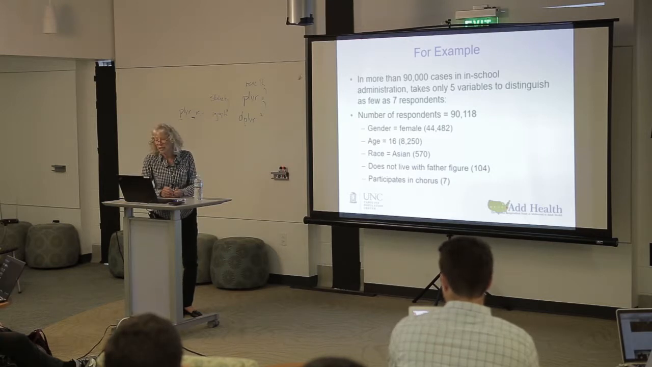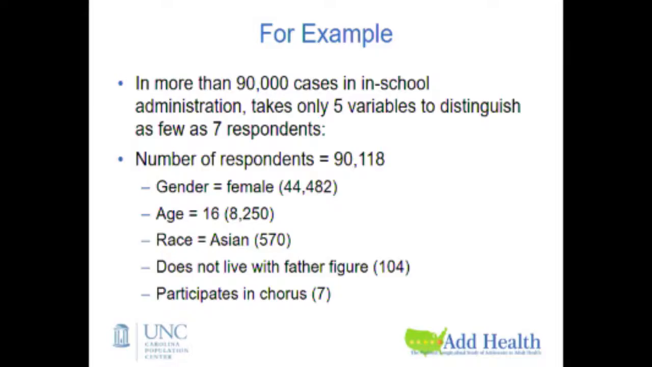Here's how you can easily identify somebody. This is just one example. We used to spin these out every day. We had 90,000 students who participated in the in-school questionnaire. And with just five variables, gender, age, race, you can get down to almost 600, does not live with a father figure, and then participates in chorus. And I'm sure you can all come up with another variable that's going to put that at one. All right, so we were doing these things all the time. We had other people showing us how risky our data were, and it scared us.